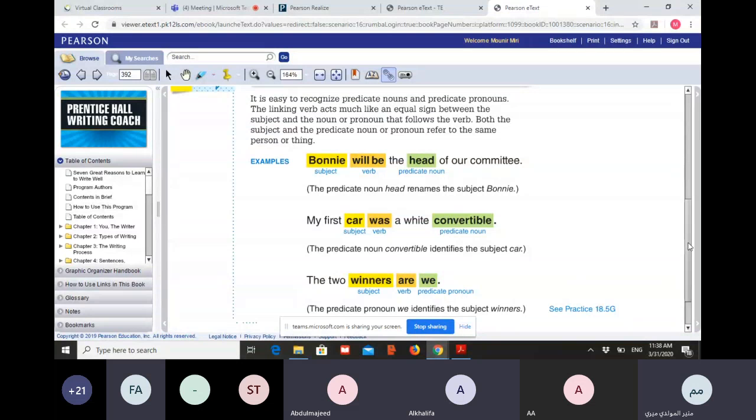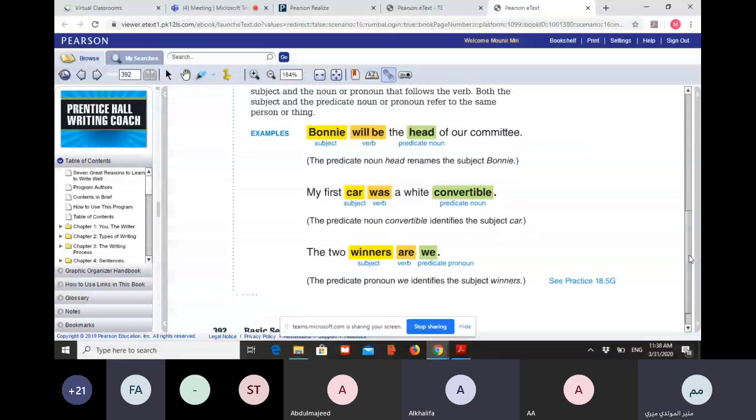We should say are us? No, the two winners are we. The predicate pronoun we identifies the subject winners. So the sentence is right, and they used a pronoun instead of a noun. It is a predicate pronoun that identifies the subject, which is winners. Why don't they say we are the two winners? It can be in both ways. Either we say we are the two winners or the two winners are we.